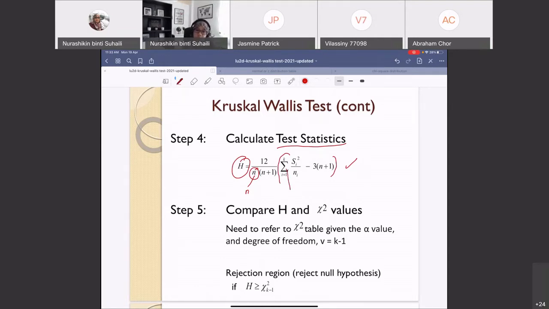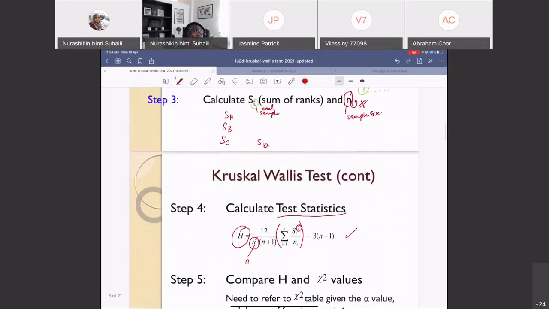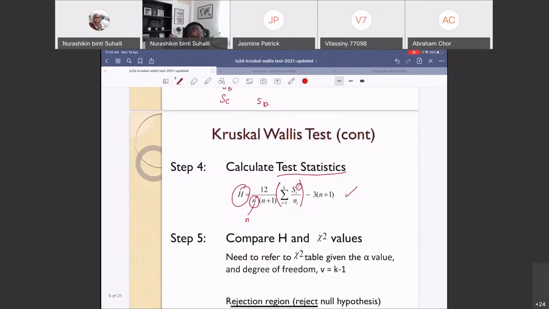And sometimes you know how to use it, but maybe because the workout is long, you might easily make careless mistakes. So if you should put a bracket over here, I prefer to put a bracket so that you don't miss any of the values. For example, here, the things over here should be multiplied with the term of 12 divided by N times N plus 1. Okay. And how to find this summation? What does it mean here? So make sure that this is Si squared. Don't forget the square. So once you have got the Si in step 3, you have to put it in this expression and include the square value, okay? And this one is Ni for each of the samples. So here, and minus 3 times N plus 1.